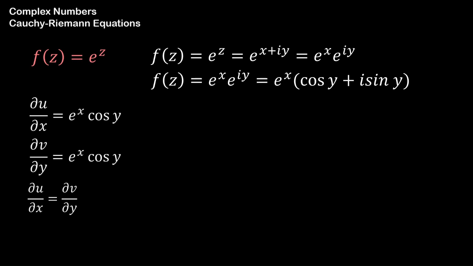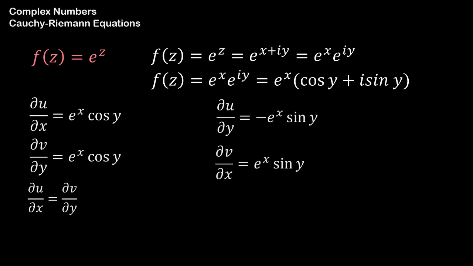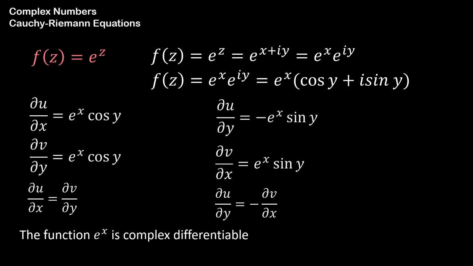Now, let us take a look at the partial derivative of u with respect to y, and that would be equal to negative e to the x sine y. Taking the partial derivative of v with respect to x, that is equivalent to e to the x sine y. Therefore, we also met the second equality of the Cauchy-Riemann equations. And it means the function e to the z is complex differentiable. Taking its derivative, the derivative of e to the z is just the function itself.